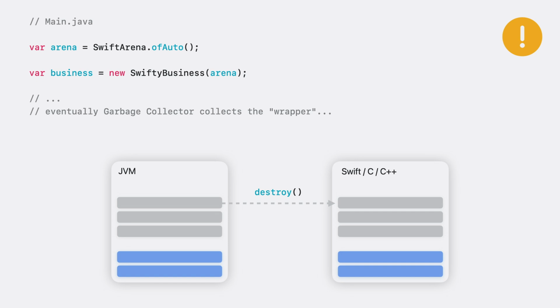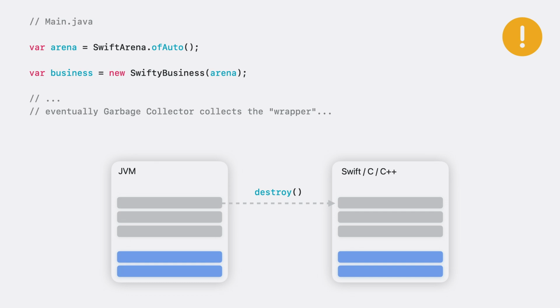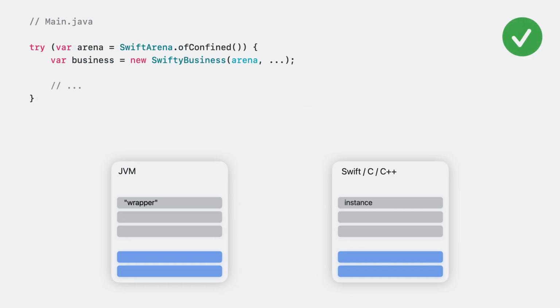However, unlike in Swift, relying on object finalization like this puts a large strain on the GC due to additional tracking it needs to perform on such objects. This also results in unpredictable timing of the native Swift value being deinitialized. So while this is an easy pattern to get started, let me show you a better way to manage native memory. Instead of using an auto arena, we can use a try with resources Java syntax in combination with a confined arena type. The object allocation will play out the same way here.